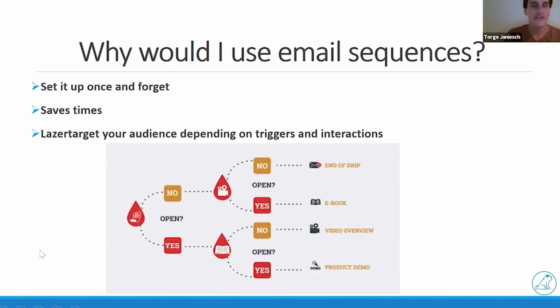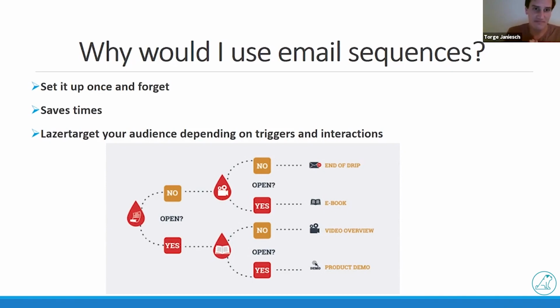So one of the biggest benefits of email sequences is that you can really laser target your audience depending on triggers and interactions. Depending on how your prospect or your subscriber interacts with you, if the person is clicking on a link in the email, if they are reading it, if they are doing something in whichever way, you can send them very, very specific offers which are specifically for them.